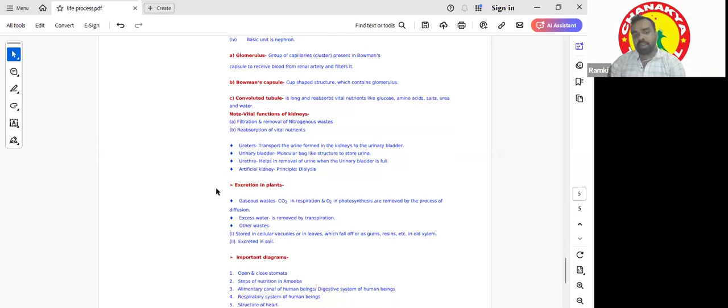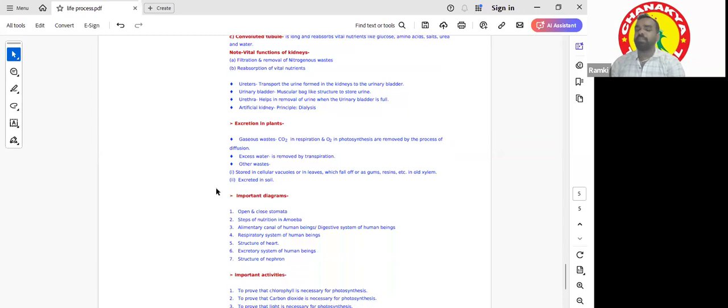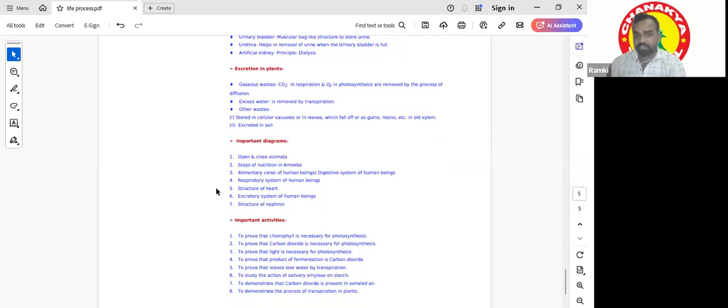These are all the important diagrams needed for your board examination: opening and closing of stomata, holozoic mode of nutrition in amoeba, alimentary canal, human digestive system, respiratory system of human being, structure of heart, excretory system, kidney, and structure of nephron. In the same way, some activities are also asked: chlorophyll necessary for photosynthesis, carbon dioxide, light, fermentation reaction, then leaves.